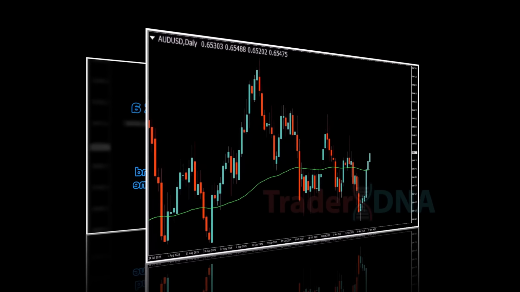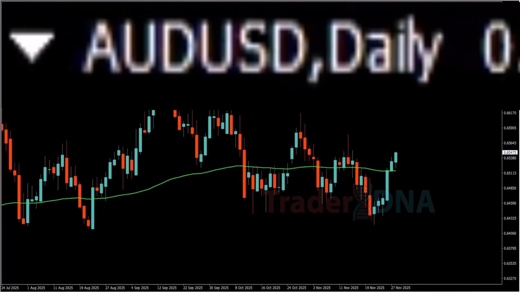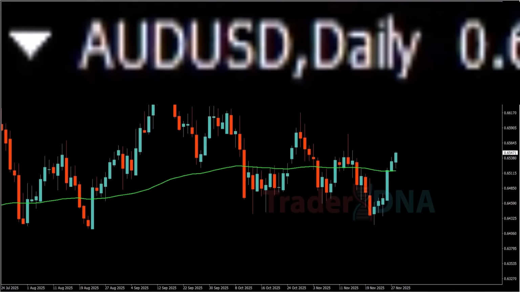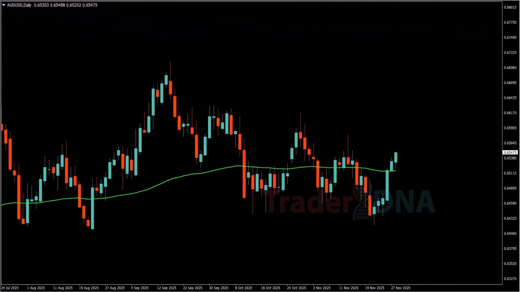Now let's jump into Aussie dollar, because this one is wild. And before we dive in, remember this. This strategy is not locked to just Forex. You can literally take this exact same method and apply it to crypto, stocks, indices, whatever market you want. The rules stay the same, the logic stays the same, and the consistency stays the same. That's the power of understanding structure instead of guessing.